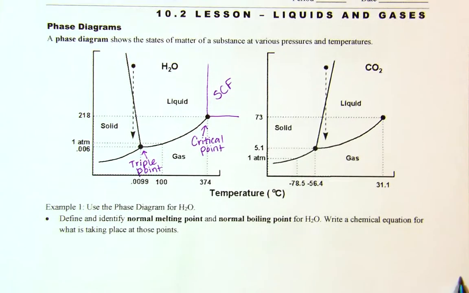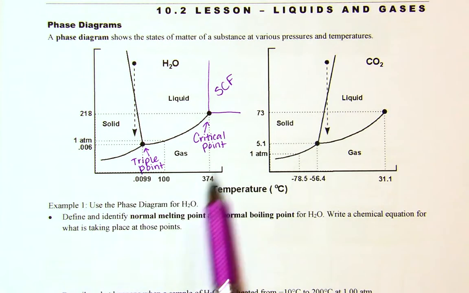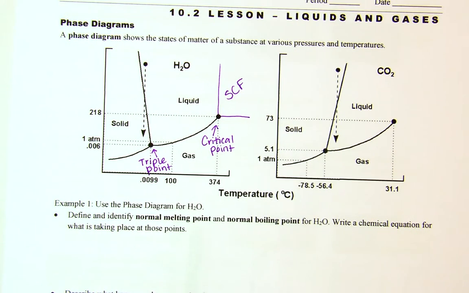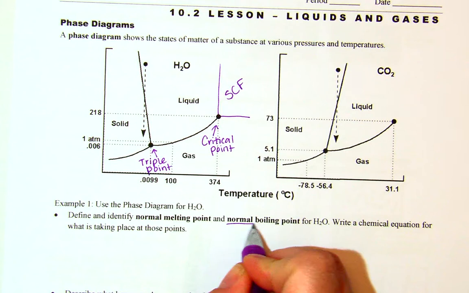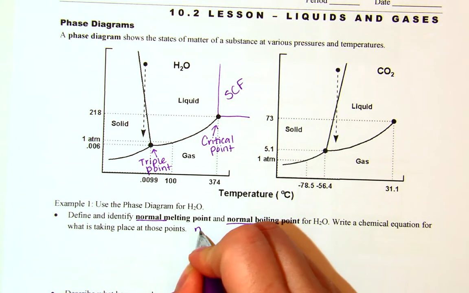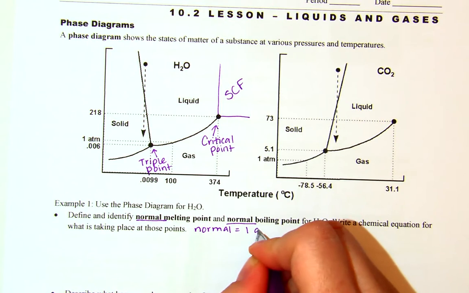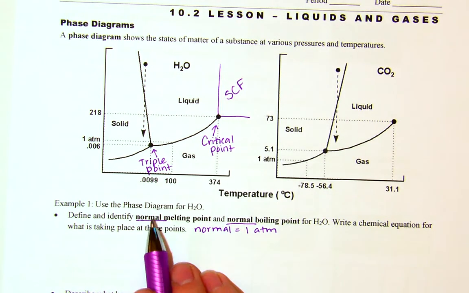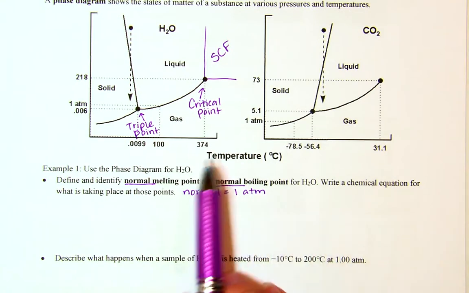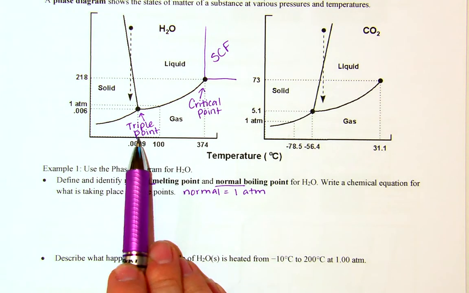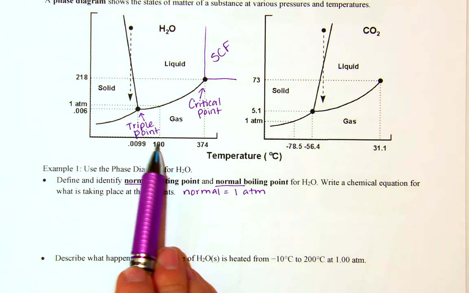So example 1, we are mostly going to concern ourselves with the phase diagram for water for the purposes of our examples. So number 1, identify the normal melting point and normal boiling point for H2O. Anytime you see this word normal, it will refer to 1 atmosphere. So whenever you see normal in front of melting point or boiling point, say if they ask you what the normal melting point is, what is the temperature of the melting point at 1 atmosphere? And you would read that here. Oh, 100 degrees.